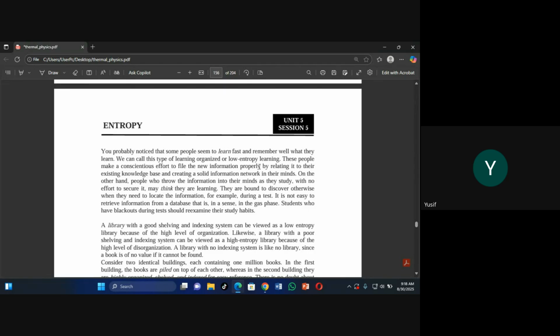You probably notice that some people seem to learn fast and remember well what they learn. We can call this type of learning organized or low entropy learning. These people make a conscious effort to file the new information properly by relating it to their existing knowledge and creating a solid information network in their minds. So low entropy people try to link things so that it becomes easy when they are trying to capture everything.